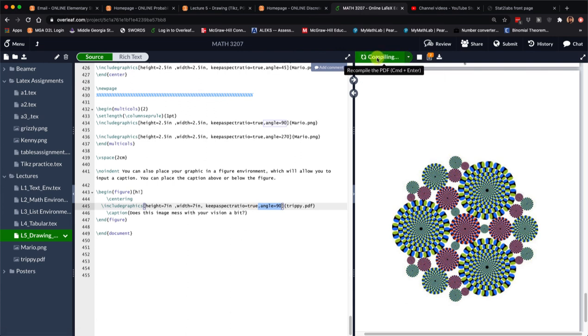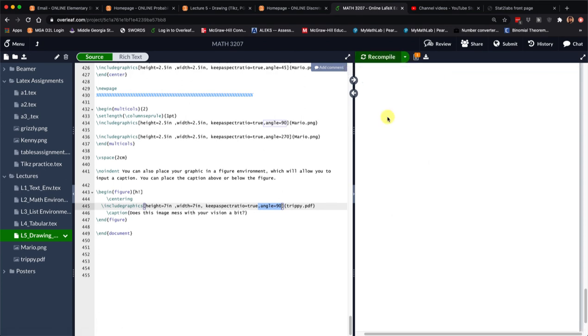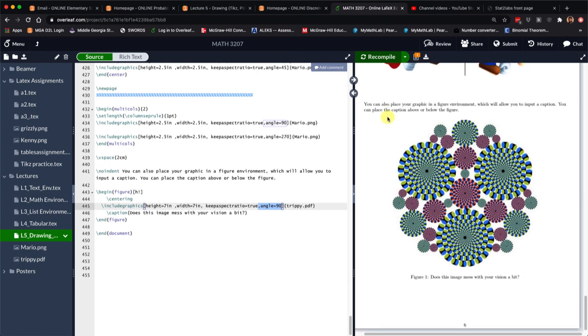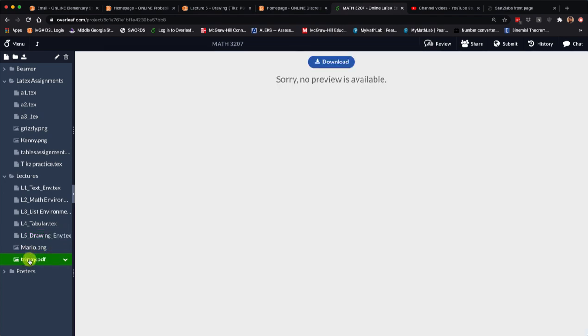For some reason, having angle equals 90 in there put it on the same page as the last page, like I wanted it to be. So sometimes just playing around with these things to get them where you want them to be is helpful. Probably changing this height and width would have benefited us a little. But nonetheless, after that include graphics, we imported trippy.pdf because it's the one over here. It doesn't have a preview for me, but that's okay.